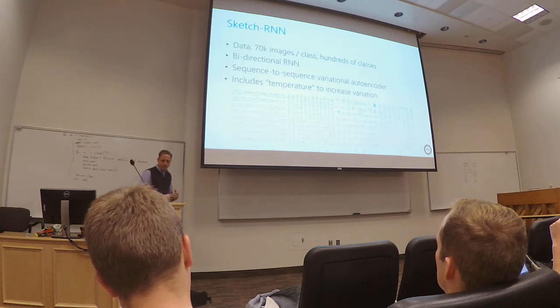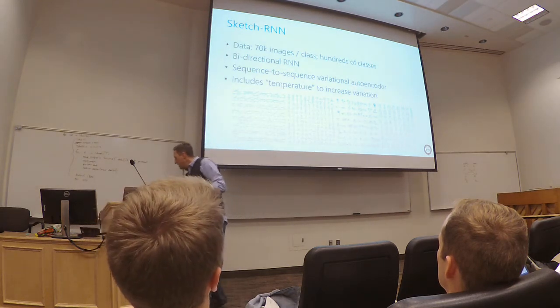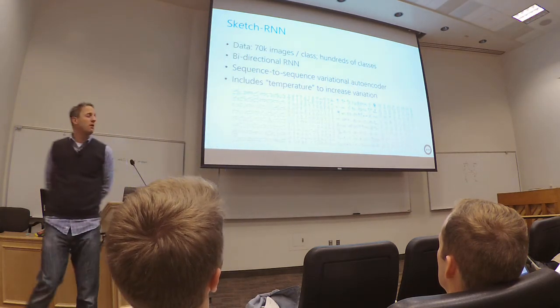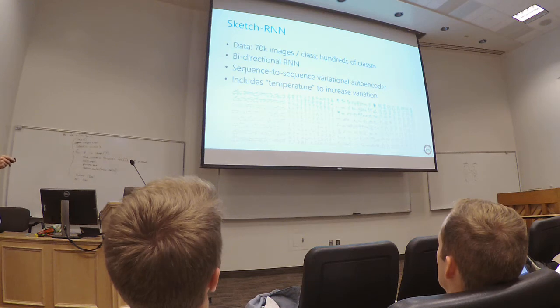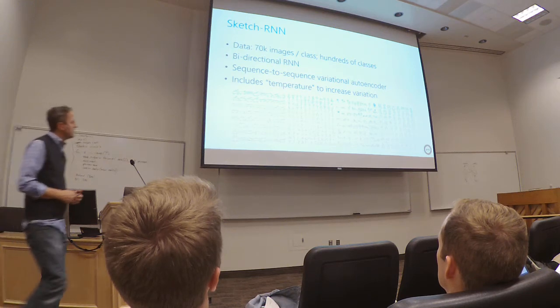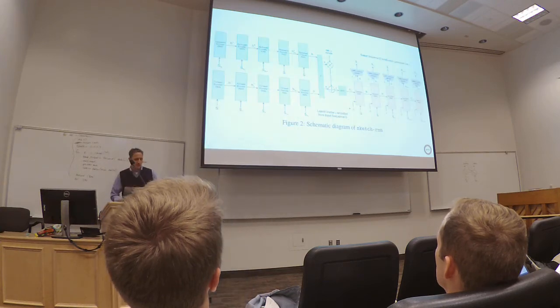This is a paper that was published about a year ago. The idea of the paper is to model hand-drawn sketches of all sorts of stuff. They have a data set that looks like these little hand-drawn sketchy things. There are 70,000 examples per class, and about 100 classes. They use something called a bidirectional RNN, which we'll see in just a second, and a slight variation on what we've done using sequence-to-sequence modeling, and then a temperature thing. And the architecture looks something like this.